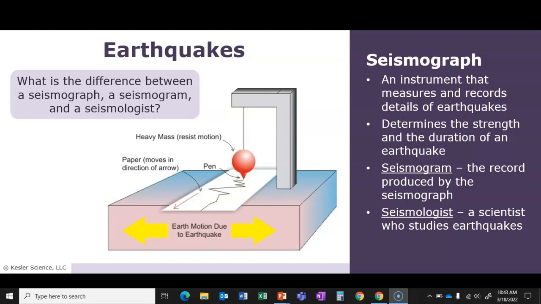A seismogram is the actual written part that the scientist gets from the seismograph, and then the seismologist is the scientist who's doing the studying of those things. So the seismogram is basically the instrument that is being used. The seismograph is the paper recording of it, or the written recording of it. Seismologist is a scientist.